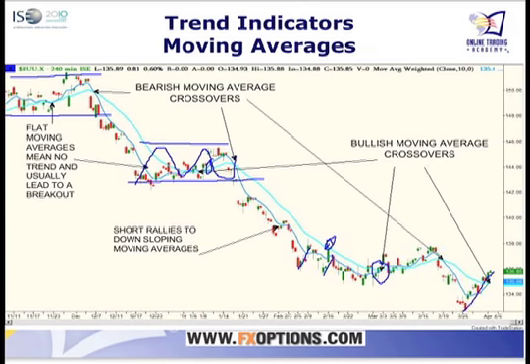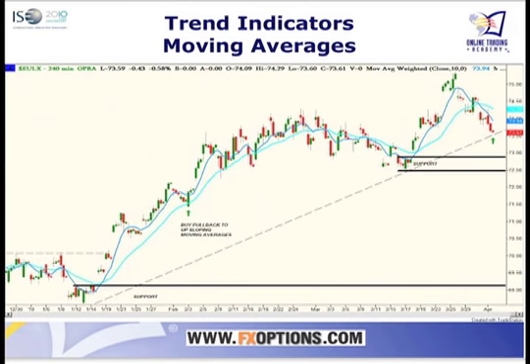So, trending indicators, moving averages. Here we have buying a pullback to a rising moving average in an uptrend. So there's an opportunity to use a pullback, as long as price doesn't close below the 30 moving average, to buy a pullback to a moving average in an uptrend.